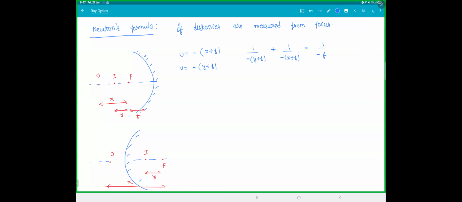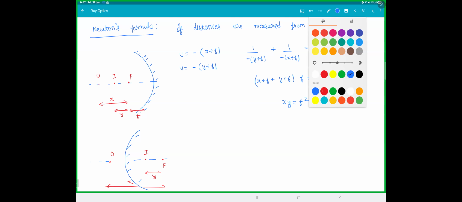Minus goes off, cross multiply. You'll get x plus f plus y plus f into f is equal to y plus f into x plus f. Simplify this, you will end up with a good answer. Xy is equal to f square. There, it's a pretty good result.